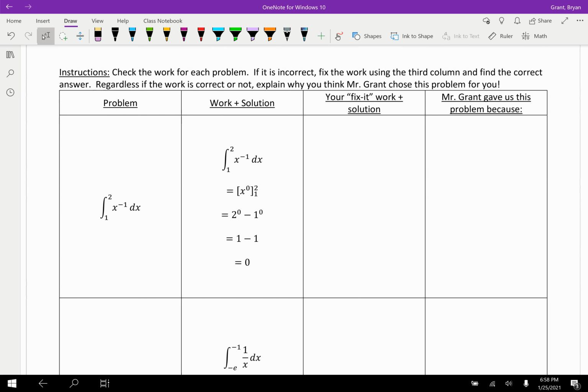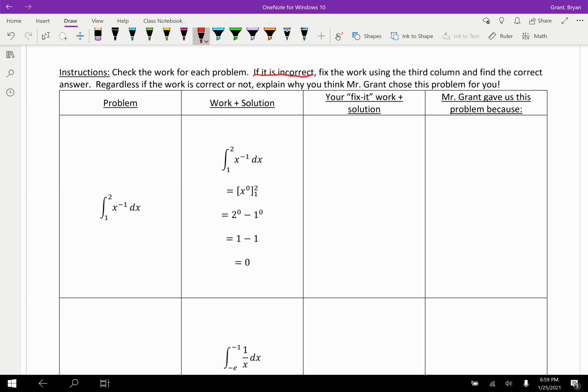So it says check the work for each problem. If it's incorrect, I'm telling you right now, every one of these is incorrect somewhere. Then you need to fix the work in the third column and find the right answer. And then fill in the last column about why you think I gave this to you. Basically, what is the common mistake that I believe that students make? And we're kind of going to go one at a time here. So I would say try one. If you get stuck, then unpause me. If you're doing well, keep working through until you get stuck, and then you can kind of skim through and see how I did it. So first problem, you got this. Go.